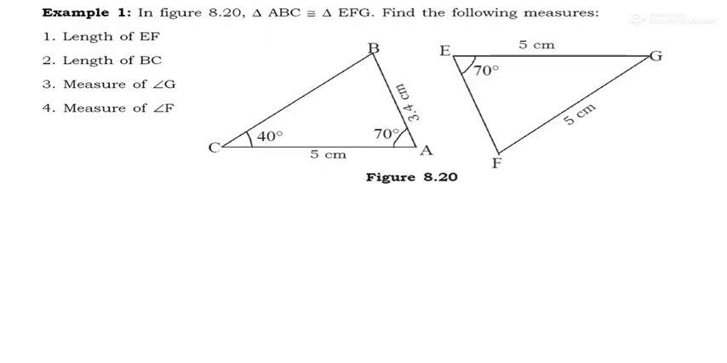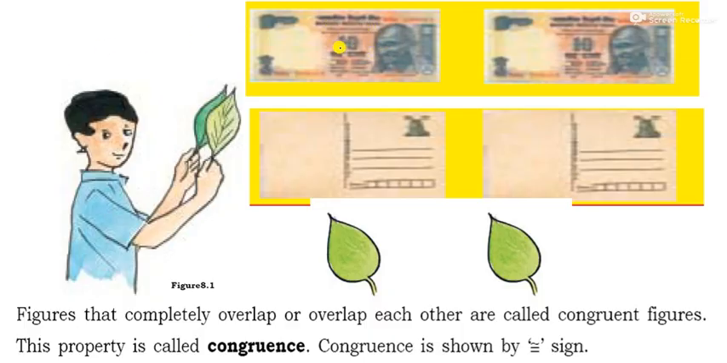So first of all you can see here the 10 rupees note. Here are two 10 rupees notes. They are built very similar to each other. That means they are equal to each other. So they are congruent. Here are two postcards you have seen on your screen. Both the postcards are congruent. Here are two leaves. They are also congruent. Here are two leaves also. So that is the congruence.